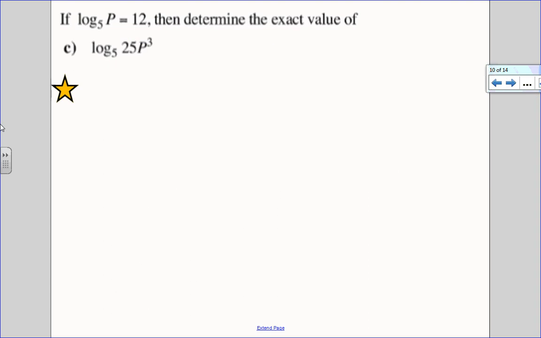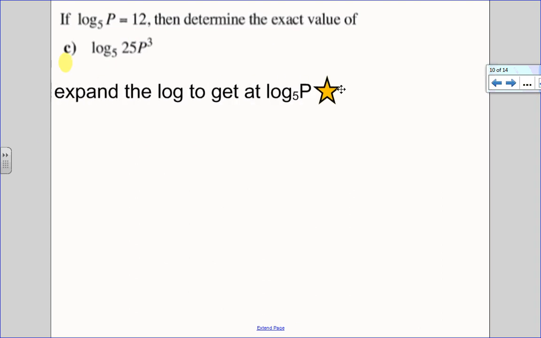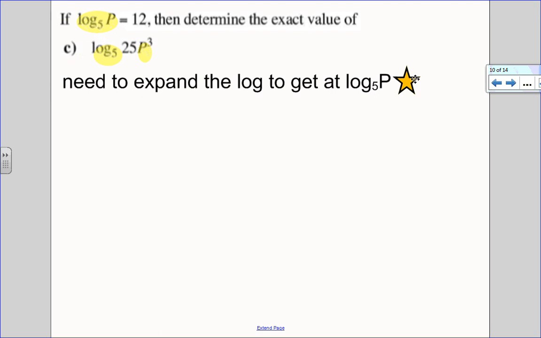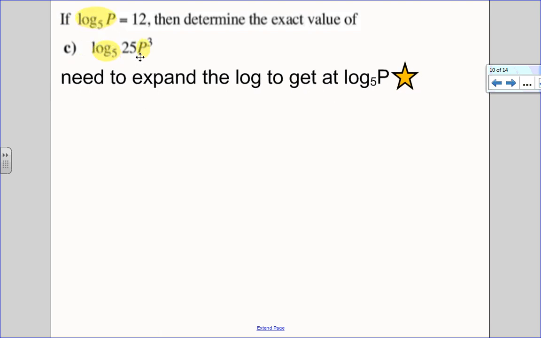Okay, let's try another one. So again, I want to find a way to use log base 5 of p. Okay, so I can see there's my log base 5, there's my p, but again, I have to separate them to get at that. So I have arguments that are multiplied, which I will separate by adding the logs.